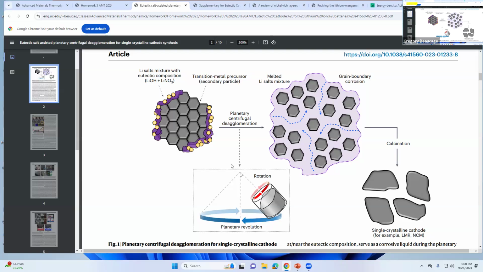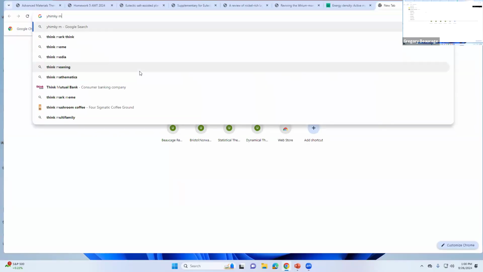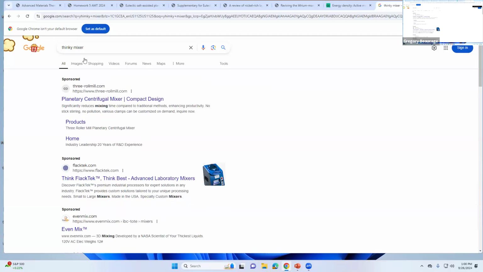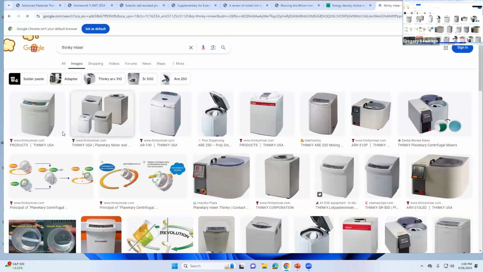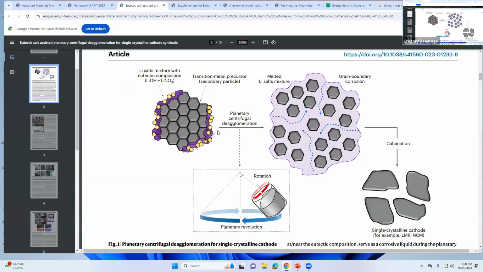That's weird. I can see it. I'm fine. Anyway, this is just a schematic. You can just look up Thinky mixer. I could even spell it wrong, it'll find it, I think. Images, it's a thing like that. You can see it's tilted a little bit, and that thing goes 6,000 RPM. It's pretty fast, and it basically will rip everything apart. So there's a lot of energy going into it.